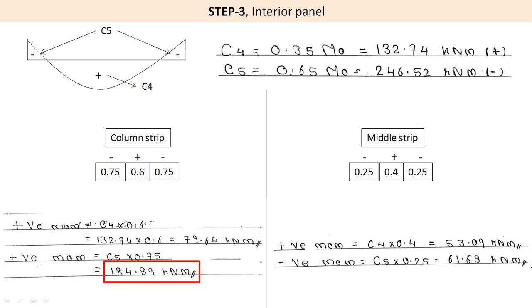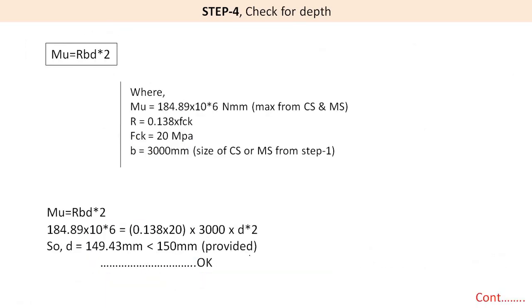From these four values we have to highlight the highest value obtained from the column strip and middle strip. So we have obtained the higher value as 184.89 kilonewton meter, which will be used for the check for depth. So moving on to the fourth step, check for depth.